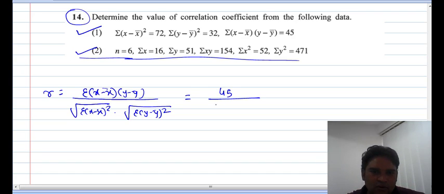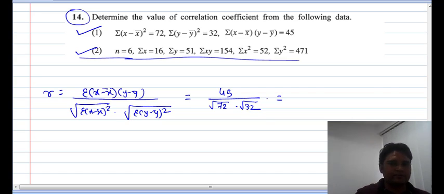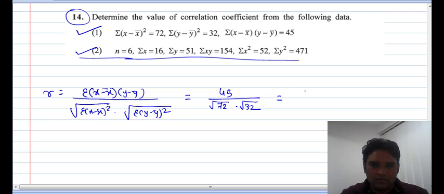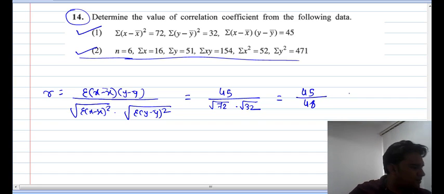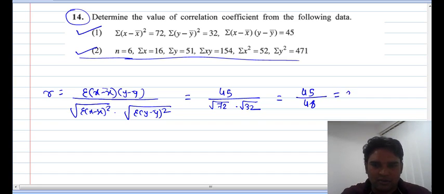This is the square root of 72 into 32. So what is the final answer? So 45, and the denominator will give 48, right? So the final answer is 0.94.